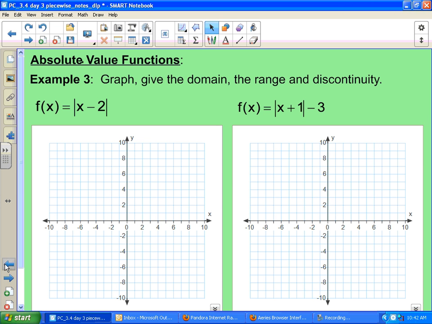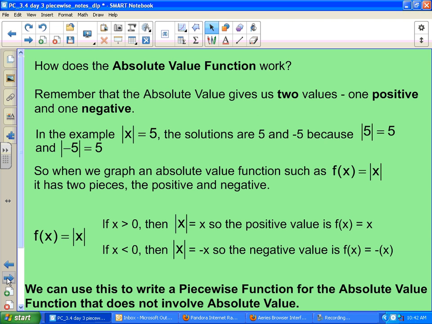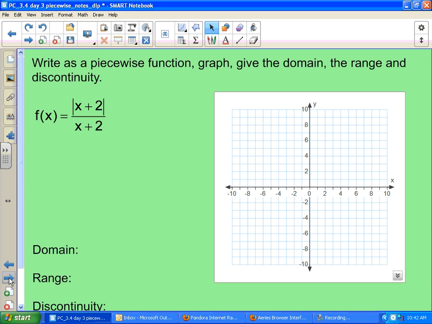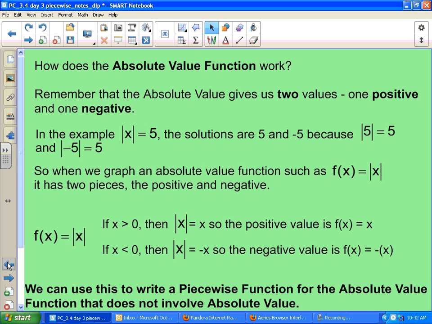Okay, let's talk about absolute values real quick. These are piecewise functions as well. Hang on, I'm just going to move over here.